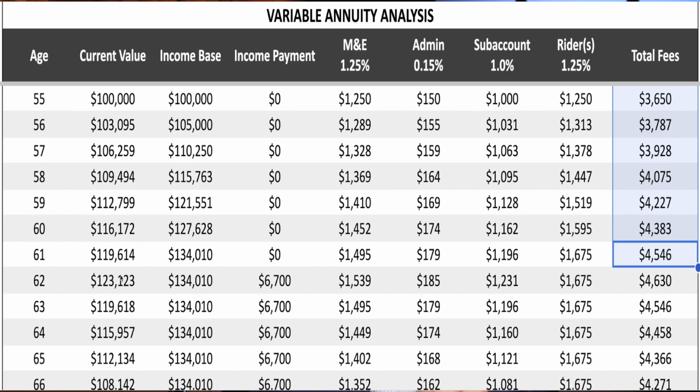But let's move on. And now this person is ready to turn on his income. It's guaranteed to be 5% of the income base, so that's $6,700. So much like the fees, this amount paid in income has to come from somewhere. It's not magic.